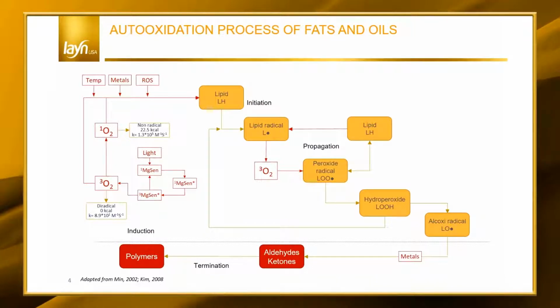They are highly unstable. Hydroperoxides can also interact with lipid radicals or turn themselves into alkoxyl radicals that, together with some inputs like metals, temperature, or ultraviolet light, give rise to aldehydes, ketones, and polymers, which are the paramount products of the termination stage of lipid oxidation.